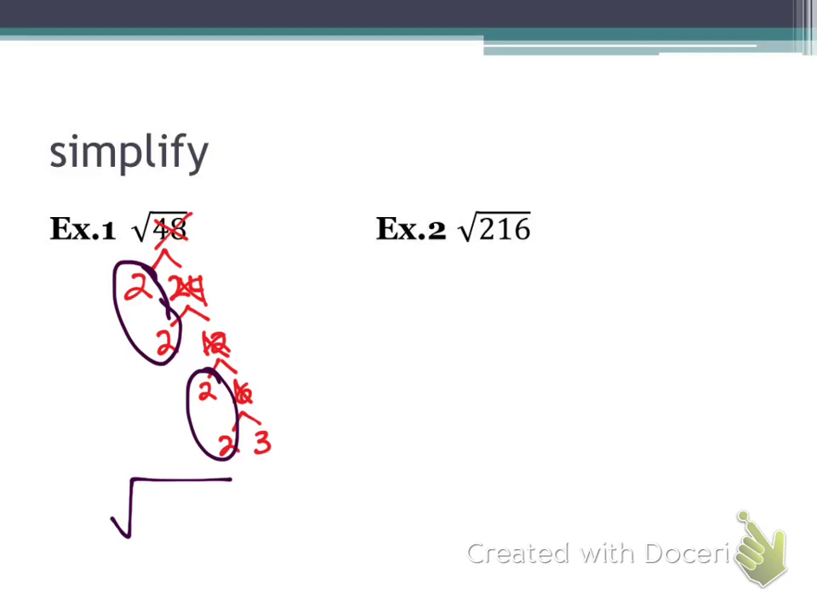What can I write outside of my radical? 2 and 2. 1, 2 for each pair, and those will get multiplied together. Anything that comes outside gets multiplied together. Anything that stays inside gets multiplied together. What's staying inside? 3. Anything else? No. So remember, we crossed off all those other numbers because we don't reuse them, inside or outside. We don't reuse them if we crossed them off. 2 times 2 is 4, so we end up with 4 root 3.